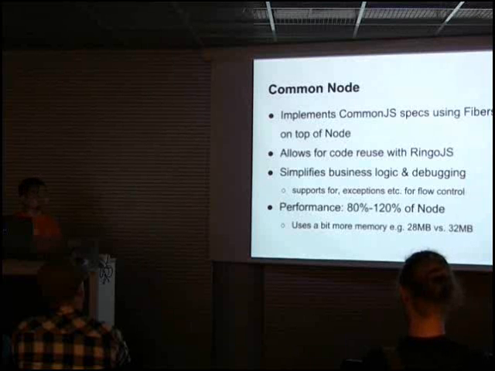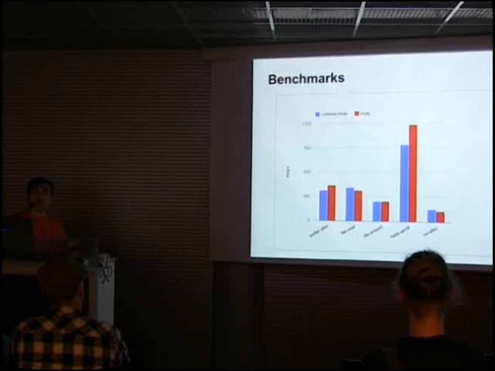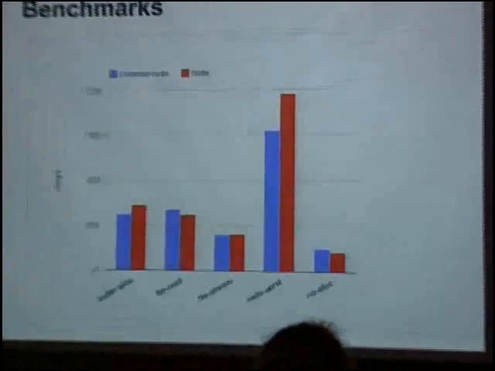Also, being an abstraction, or library, on top of Node, we actually managed to achieve minimal performance loss, and in one of the cases, actually faster than the existing Node when it comes to streams. It uses slightly more memory, mostly due to the use of Fibers. Here's a quick graph showing that. There are some tests, and all these benchmarks are in the Common Node GitHub project, so you can go and run it yourself.